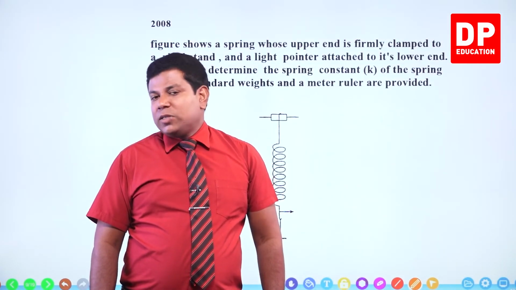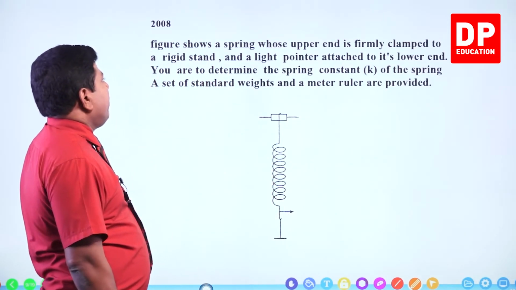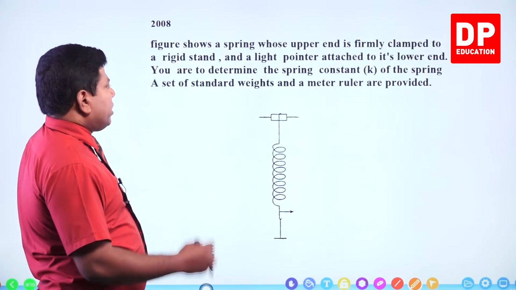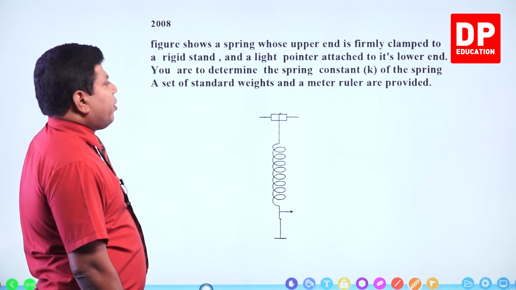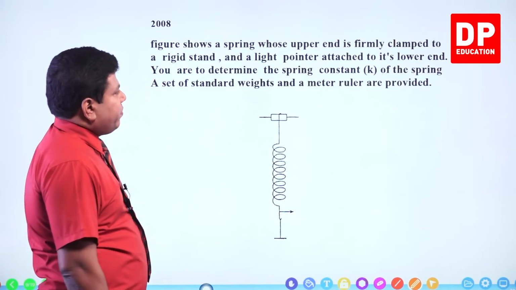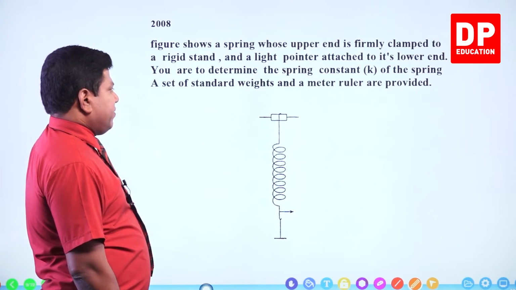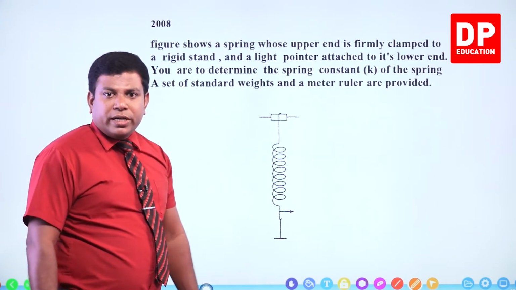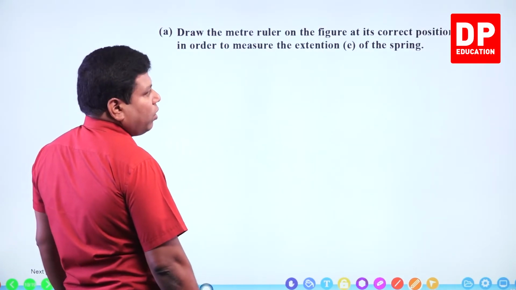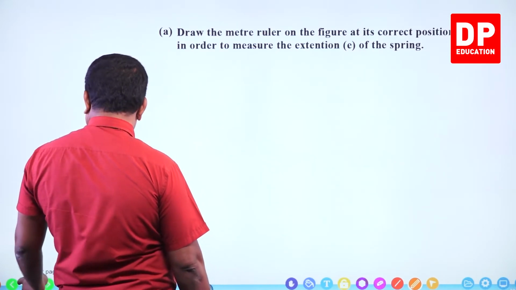Students, let's see a past paper question that has come in this experiment. This is 2008 paper. Figure shows a spring whose upper end is firmly clamped to a rigid stand and a light pointer attached to its lower end. This is the pointer. You are to determine the spring constant k of the spring. A set of standard weights and a meter ruler are provided. Draw the meter ruler on the figure at its correct position in order to measure the extension of the spring.